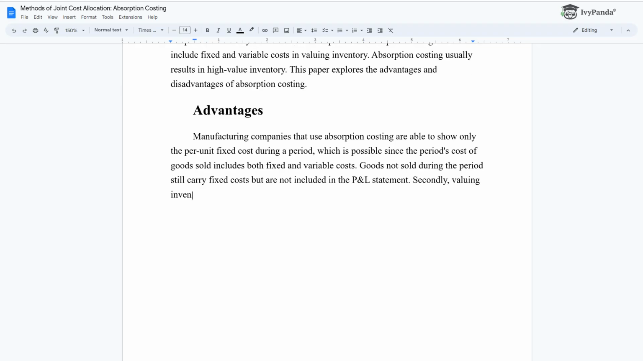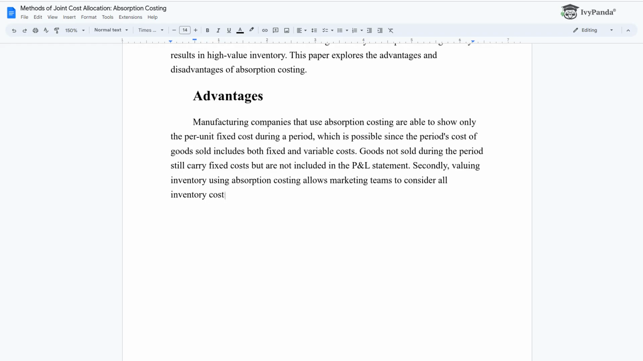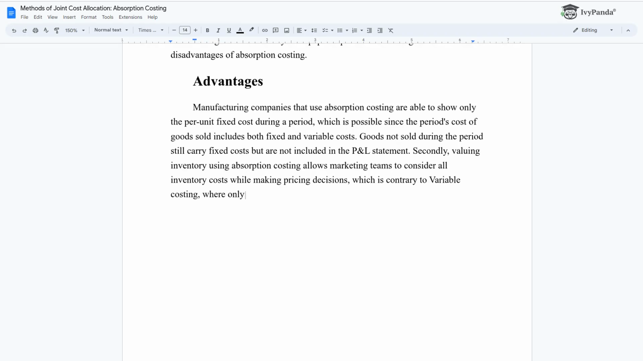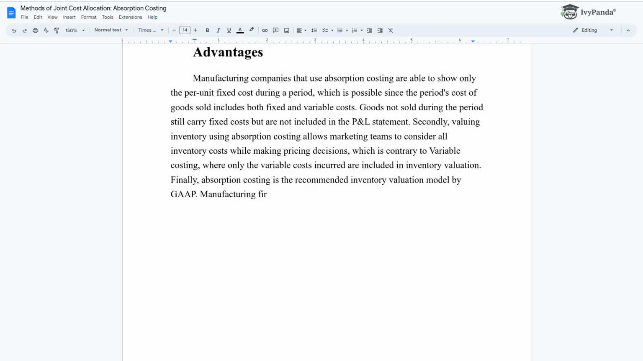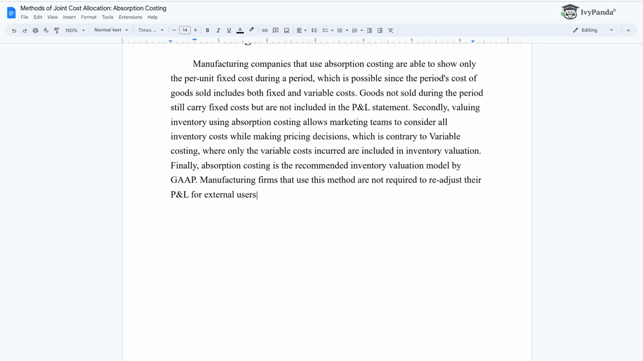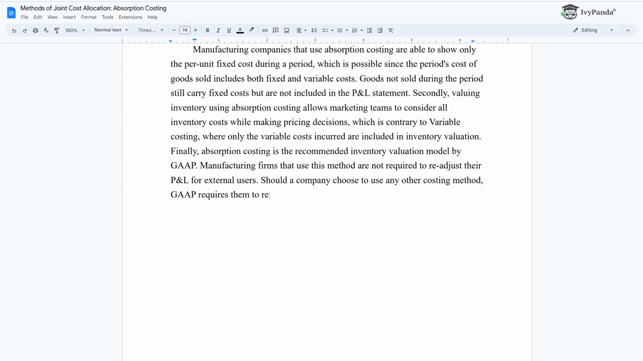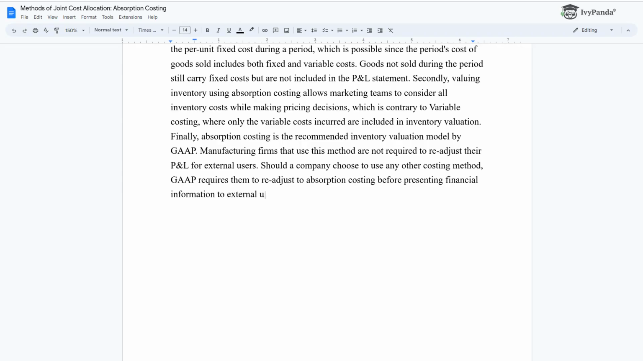Secondly, valuing inventory using absorption costing allows marketing teams to consider all inventory costs while making pricing decisions, which is contrary to variable costing, where only the variable costs incurred are included in inventory valuation. Finally, absorption costing is the recommended inventory valuation model by GAAP. Manufacturing firms that use this method are not required to readjust their P&L for external users. Should a company choose to use any other costing method, GAAP requires them to readjust to absorption costing before presenting financial information to external users.